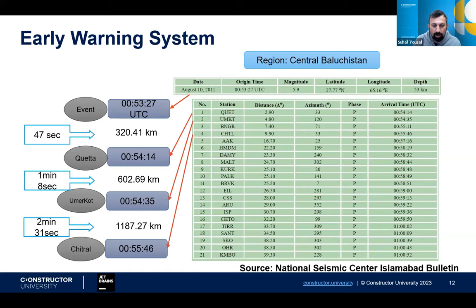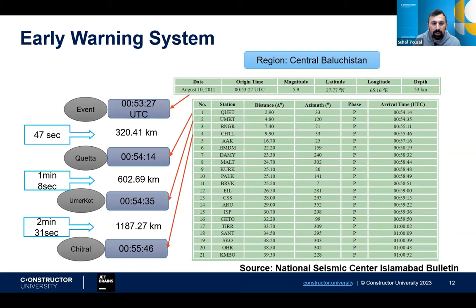And then it arrived at the first station, which was located in Quetta, after 47 seconds. And then the next station which sensed this event was Umarkot, after 1 minute and 8 seconds. Similarly, Chitral was the third station, but of course it's quite far away. You can see that it's more than 1,000 kilometers away from the origin of the earthquake event.